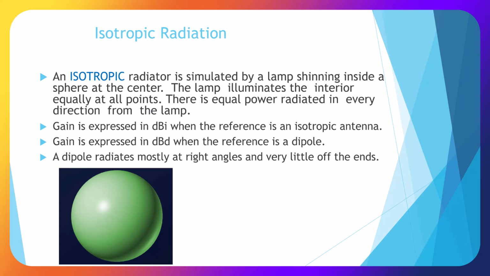Okay, isotropic radiation. It's simulated by a lamp shining inside of a sphere, and the lamp's at the center, and it illuminates the interior equally at all points. So there's equal power radiated in every direction from the lamp. So the gain is expressed in dBi when the reference is an isotropic, and gain is expressed in dBd when the reference is a dipole. A dipole radiates mostly at right angles and very little off the ends. So here is a picture of a sphere, and that's essentially why we represent isotropic radiation.